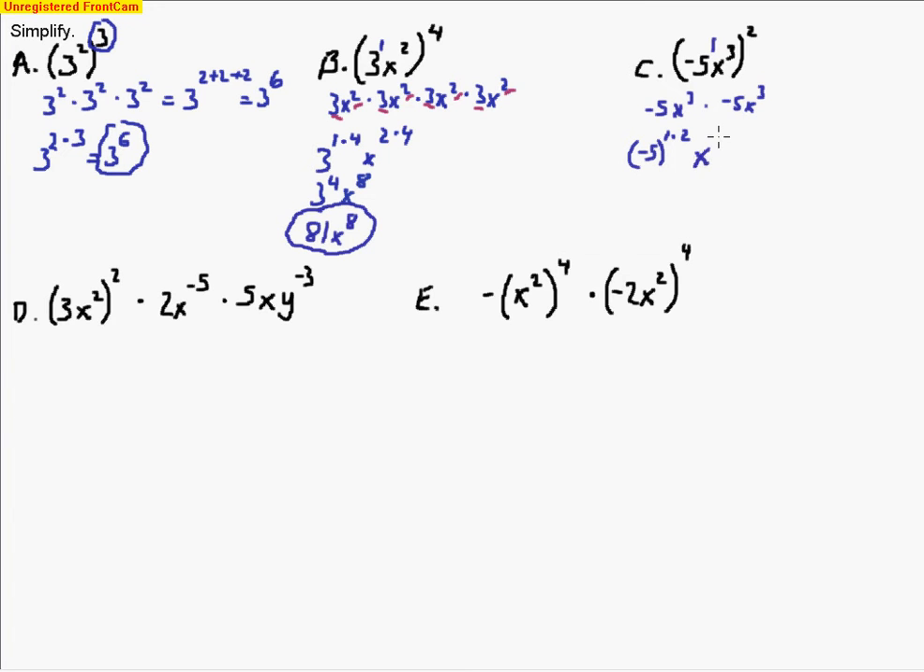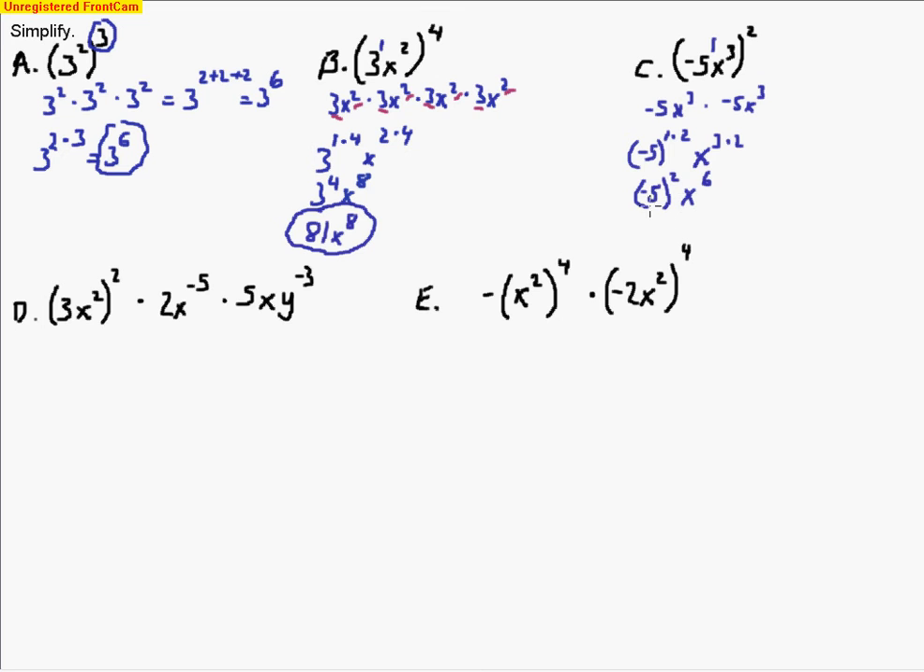Do the same thing with the x's, x to the third, all to the 2nd power. So we're going to multiply those exponents. So I can get rid of those parentheses. That's just rewriting the same thing twice. So let me go ahead and do that. And then just times 2, because here again we have 2 groups of x to the third, 1, 2 groups of it. And so what this makes is a negative 5, in parentheses again, to the 2nd power times x to the 6th.